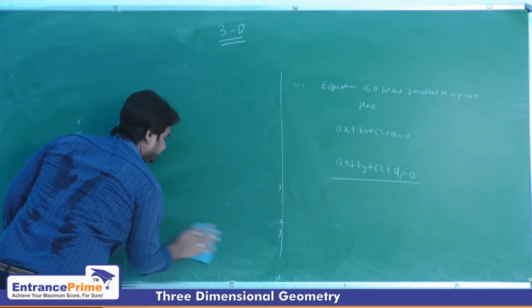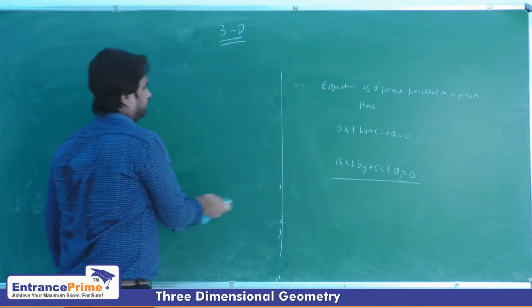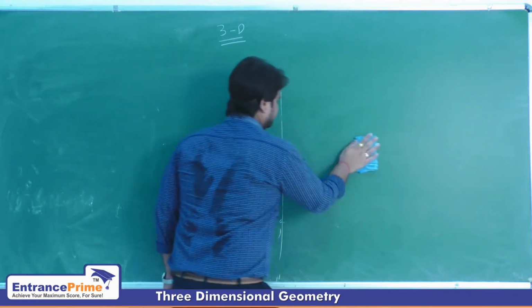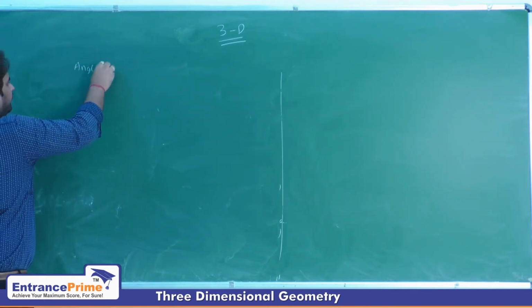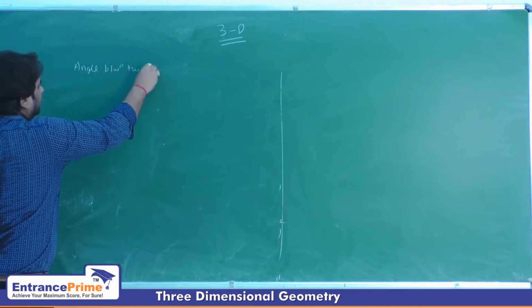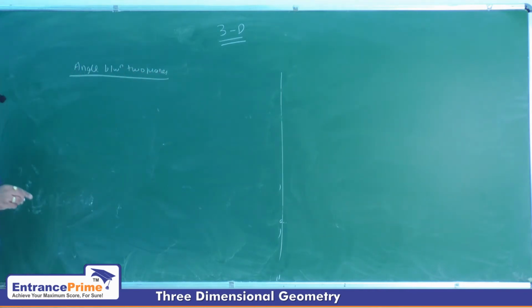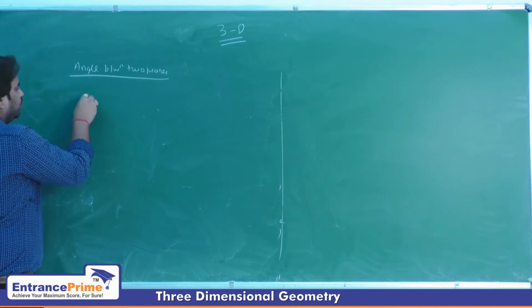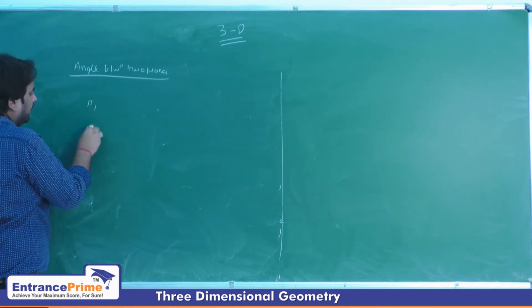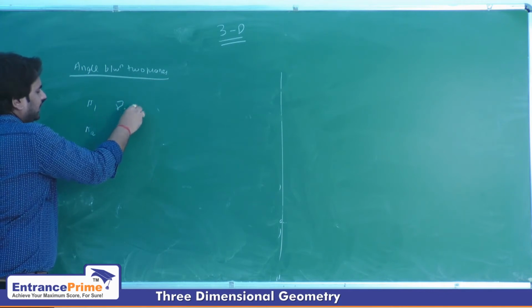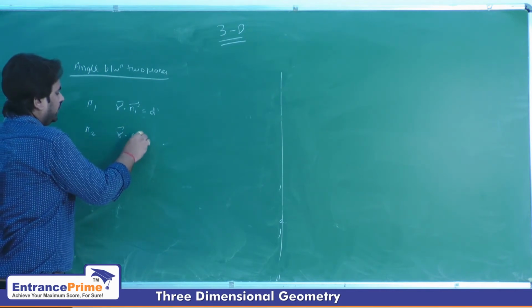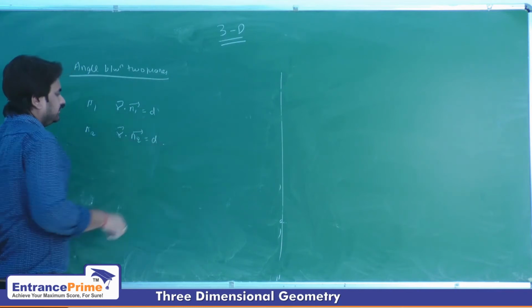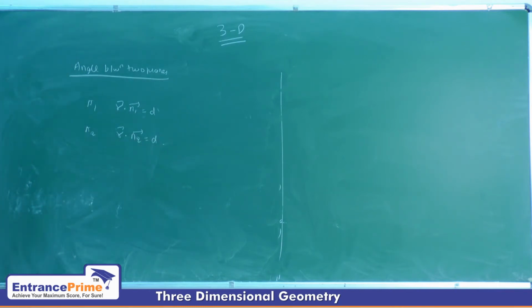Write down the next topic. Our next topic is the angle between two planes. Means you have to find the angle between two planes. Let us suppose I am taking two planes, plane pi1 and plane pi2. The first plane is R vector dot n1 vector is equal to d, and your second plane is R vector dot n2 vector is equal to d. So you have to find the angle between these two planes.